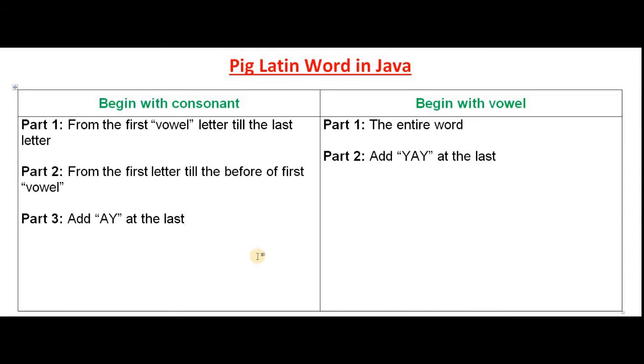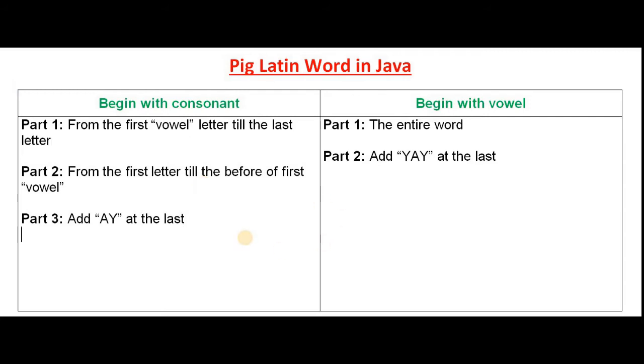Now you see, in case of beginning with a consonant, if the first letter is a consonant, then how are the 3 parts constructed? Part 1 will be from the first vowel till the last letter of the word. Second part will be from the first letter, the first consonant, till before the first vowel. And the third part will be compulsorily adding ay.